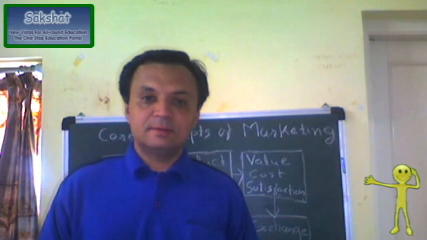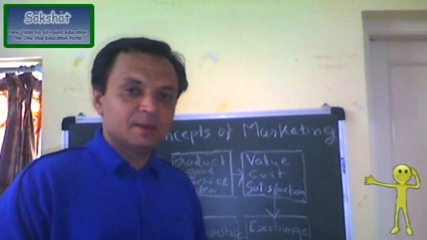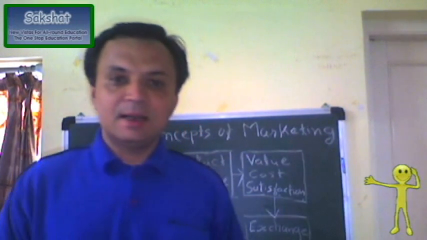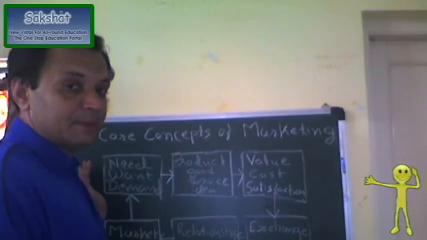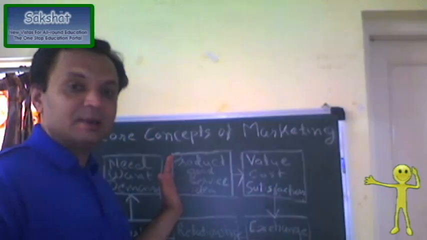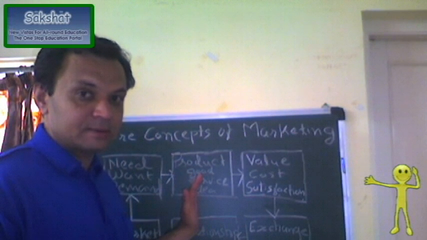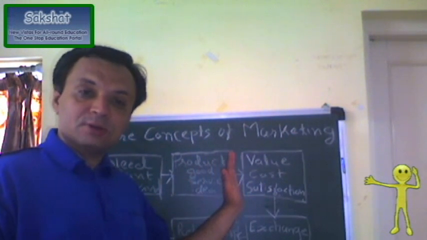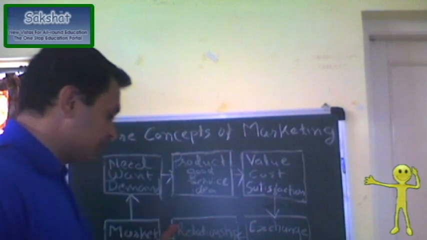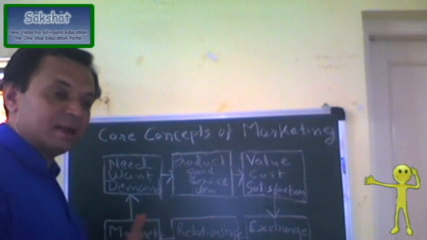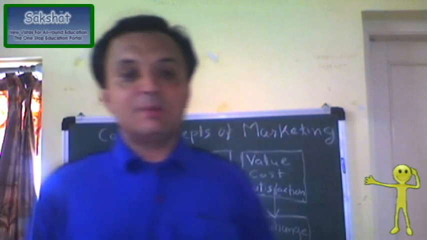Let us understand the core concepts of marketing, which are very basic to understand marketing. Let us say core concepts of marketing are divided into 6 parts. Number 1, need, want and demand. Number 2, product, that is further divided into goods, services and ideas. Number 3, value, cost and satisfaction. Number 4, exchange and transaction. Number 5, relationship and network. And number 6, market and marketers. Let us understand them one by one.